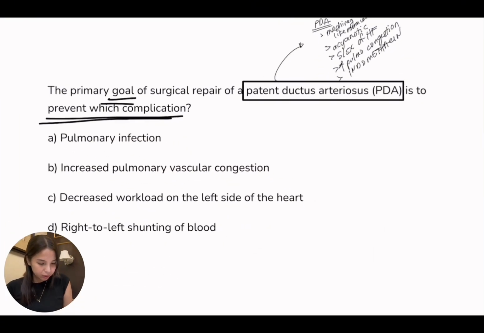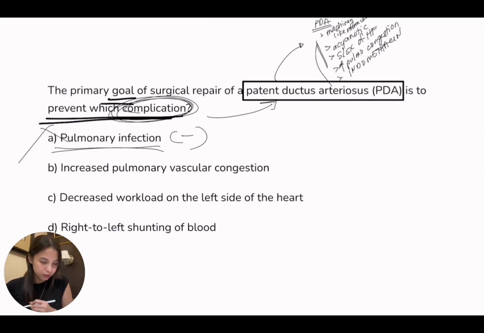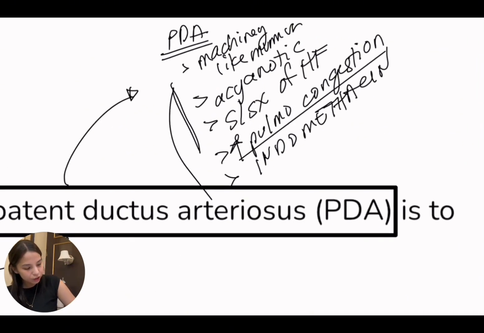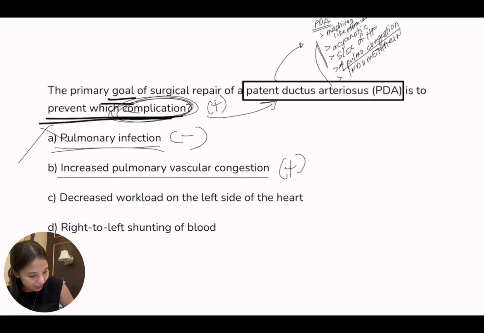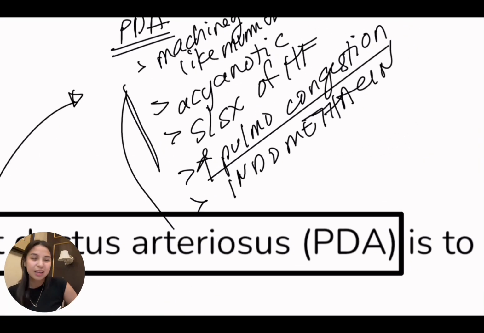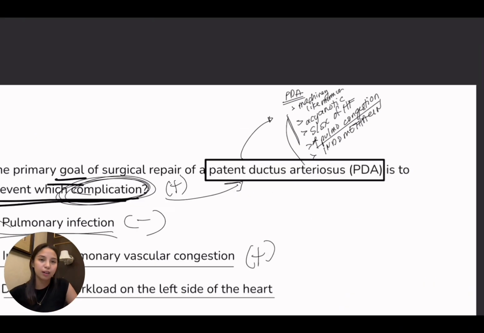So let's take a look. What complication if we do not treat the patent ductus arteriosus? Pulmonary infection. Is it here? No. So the answer there is negative. We're looking for the positive over here. Increased pulmonary vascular congestion. Is it here? Here, increased pulmonary congestion. So I would say yes. That is an option. Decreased workload on the left side of the heart. Is that over here?